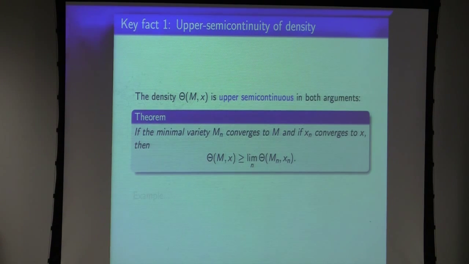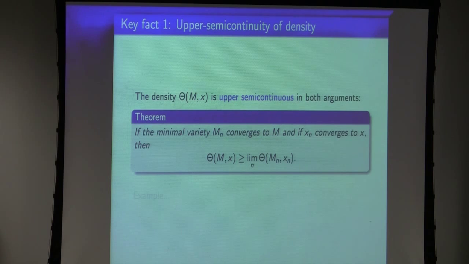Okay, so I want to basically show you the proof of this theorem, the square root of 2 theorem. It uses just a few facts that I want to tell you about. One of the key facts, I've already talked about the density, but an important property of the density is that it's upper semi-continuous. Now, we're always talking about minimal surfaces, not arbitrary surfaces. For minimal surfaces, for things that are critical for the area functional, the density is an upper semi-continuous function of both m and x, the surface and the point.